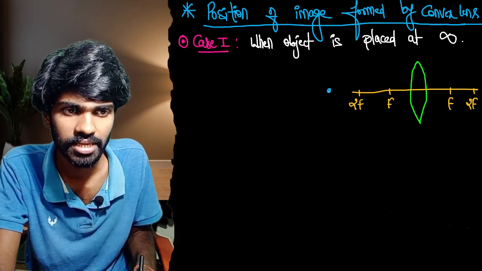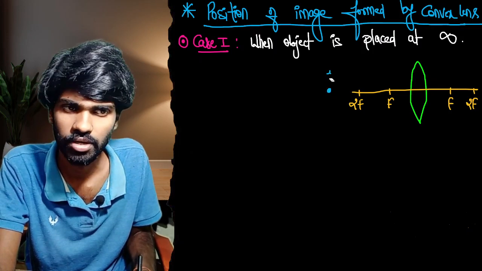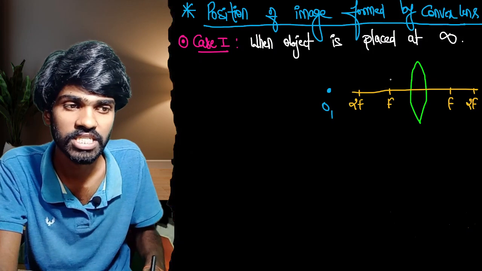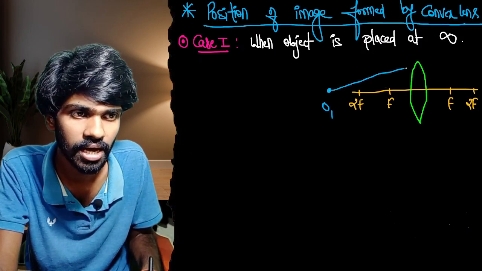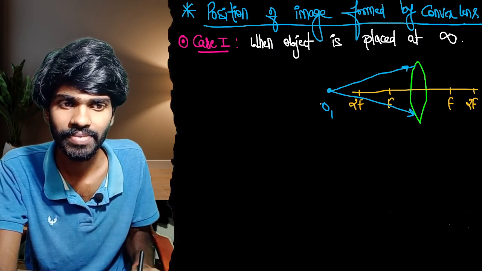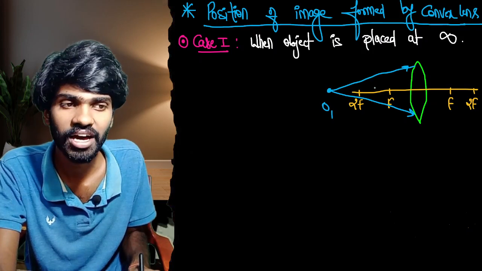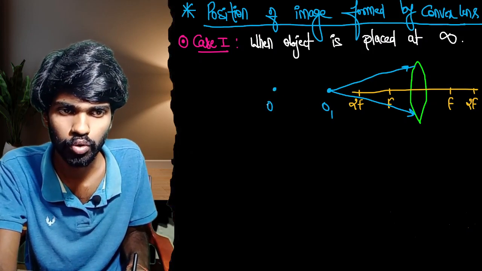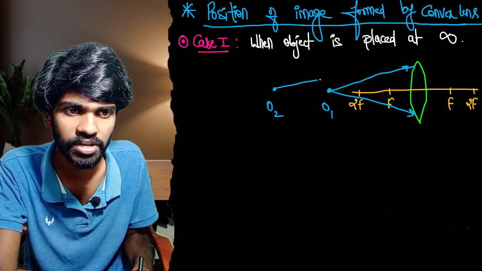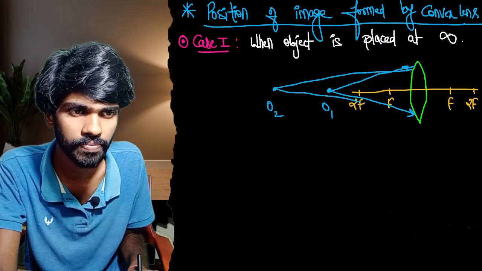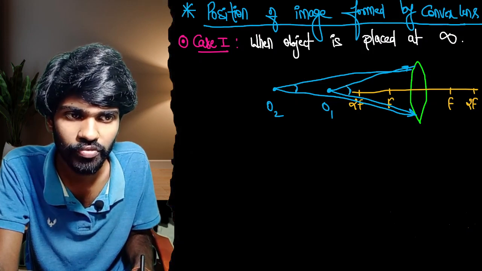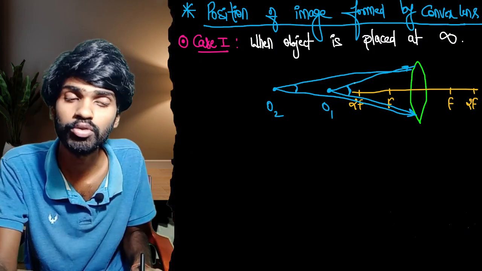Let's suppose this is the object, let's name it O1. From object O1, the rays which strike on the lens are like this. Similarly, if we place the object farther from the lens, like O2, how will the rays go? They will go like this. Can you figure out the angle? Just notice this angle.